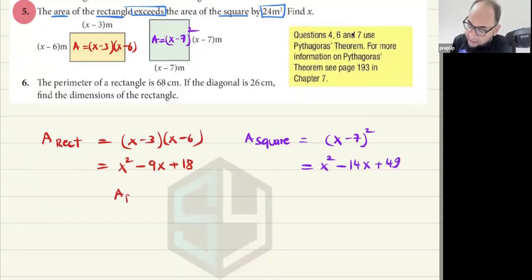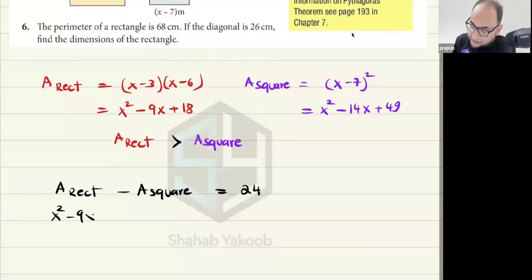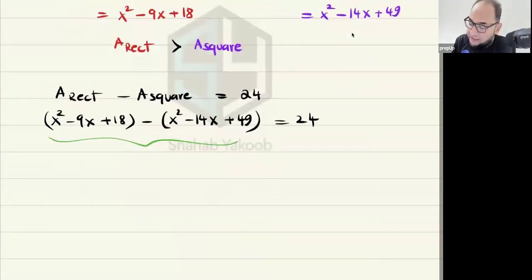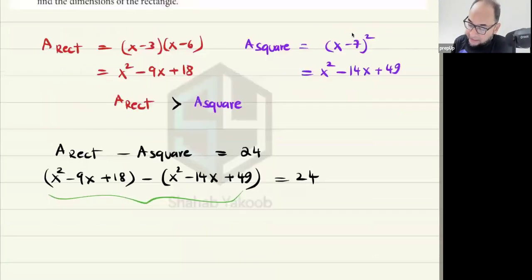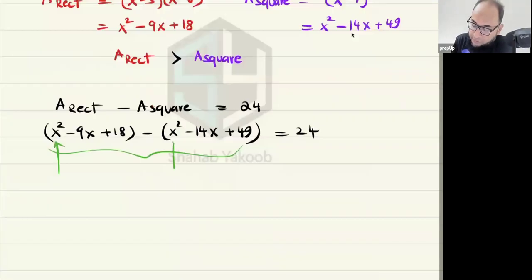Area of rectangle is bigger. Area of square is smaller. So this is bigger. Therefore, area of rectangle minus area of square should equal to 24. x square minus 9x plus 18 minus (x square minus 14x plus 49) equals to 24. First simplify on the left hand side. I think the x square is cancelling out. Okay, so you're lucky. This and this cancels out.